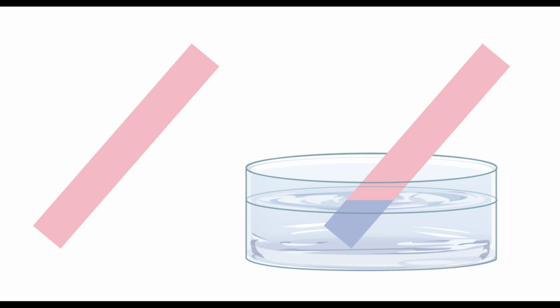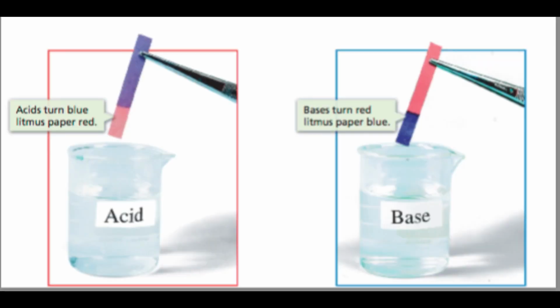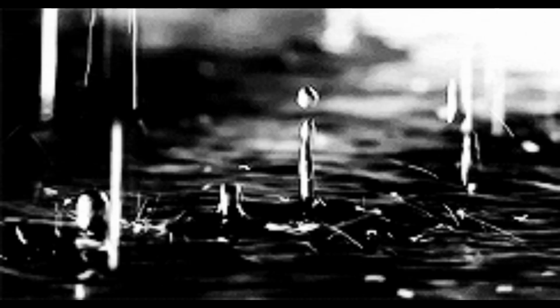Now tell me, if I dipped the red litmus paper into one of those solutions and the red litmus paper changed color to blue, then what is the solution present in that test tube? That solution is a basic solution. Why? Because we know that during the litmus paper test, if a red litmus paper turns to blue, then it is basic in nature.